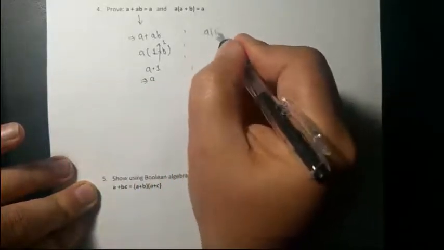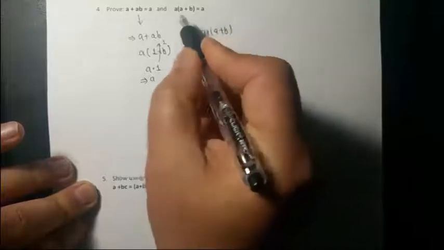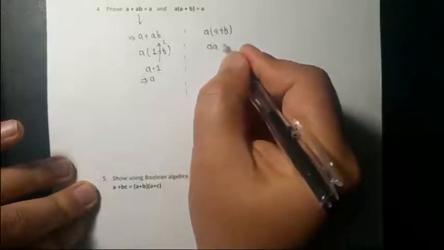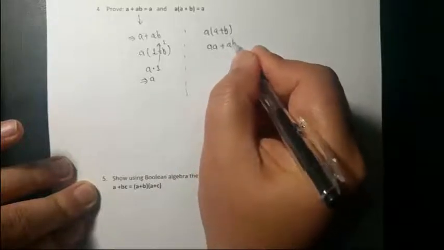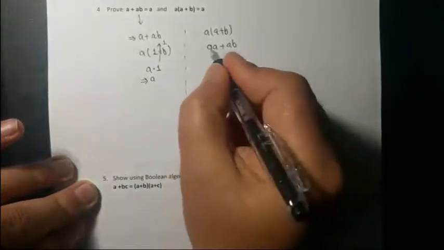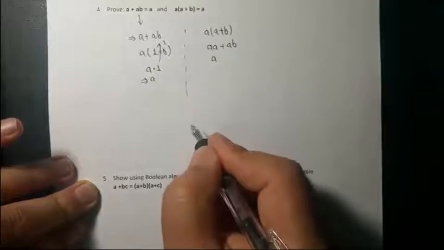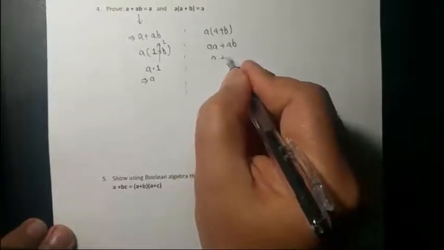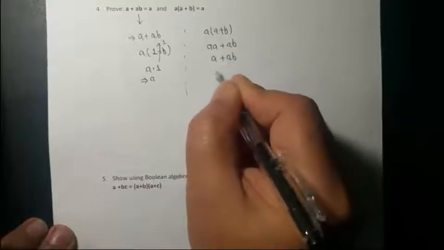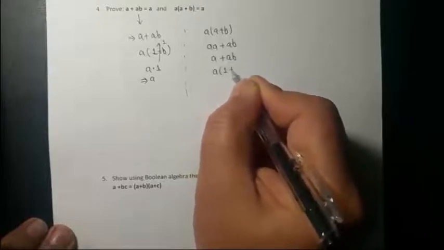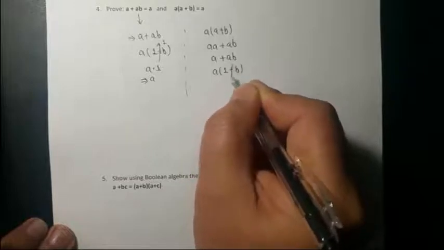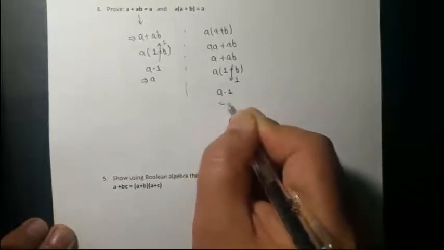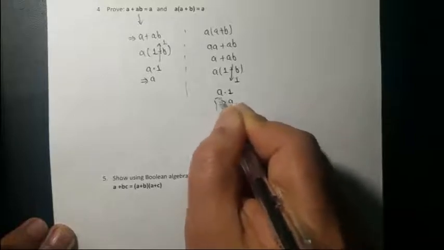Second one, prove that a plus a'b is a plus b. So you first distribute a, plus ab, and a times a is a. If you check the logic equation rules, then plus ab, again back to the same. So a is a common factor, 1 plus b, and this will give you just 1. So a times 1 is a. Okay, so that's the proof.